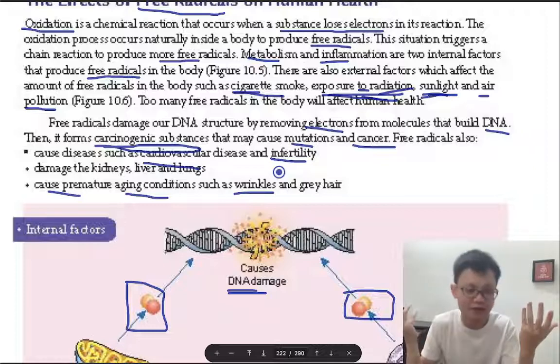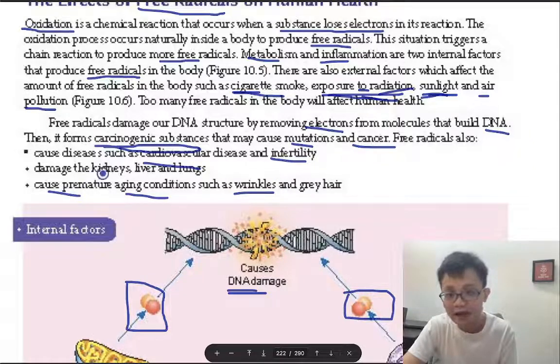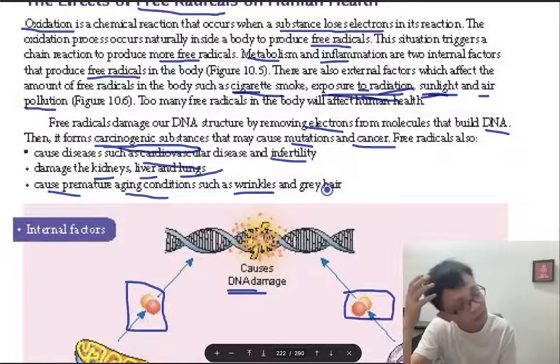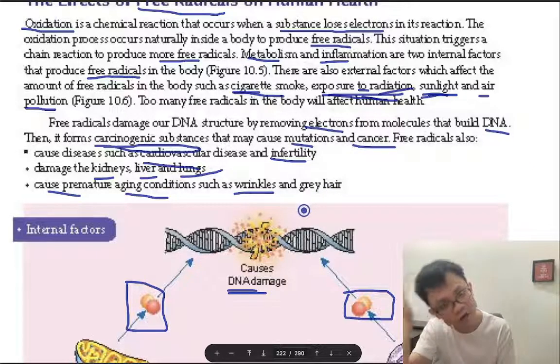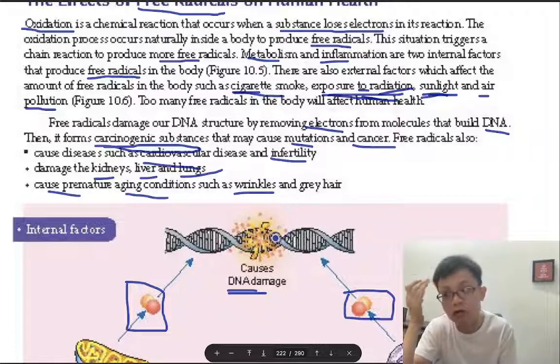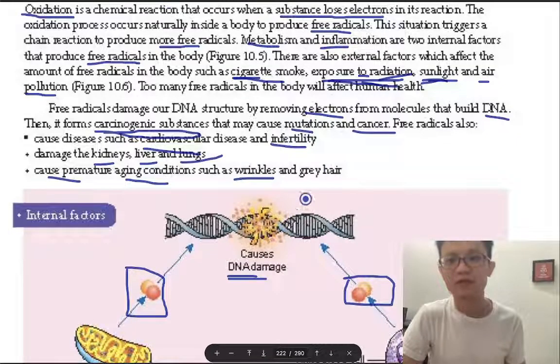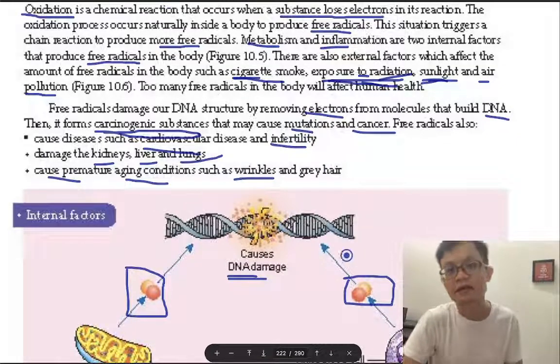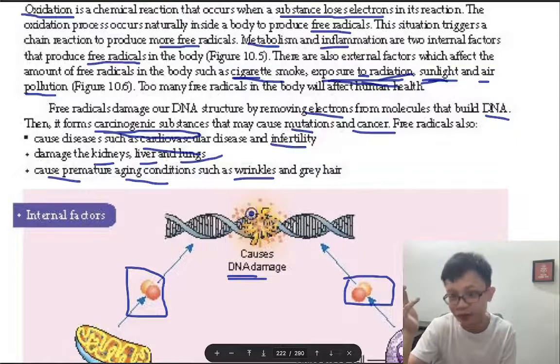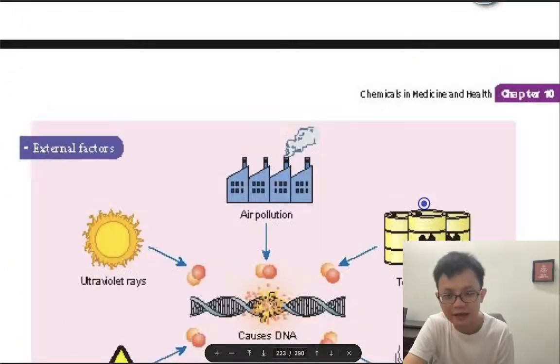Every day means finished. It damages the kidney, liver and lung. It will cause premature aging, wrinkles and so on. So it will make you become older faster. So if you want to stay young and beautiful, do not eat it. What we can do to stay young and beautiful, let's learn in the next chapter.